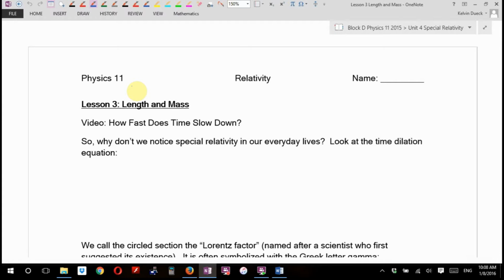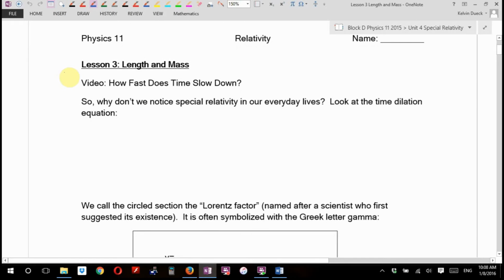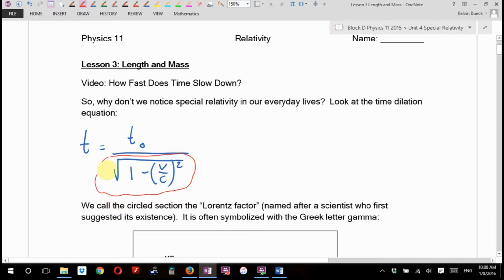So here's the question we want to ask a little bit. Why don't we notice special relativity in our everyday lives? Well, look at the time dilation equation, which is time standing still equals the time of the moving object divided by the square root of 1 minus v over c all squared, or v squared over c squared. And then what I want you to do is circle that.